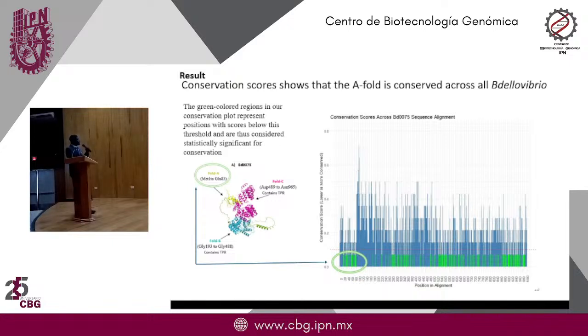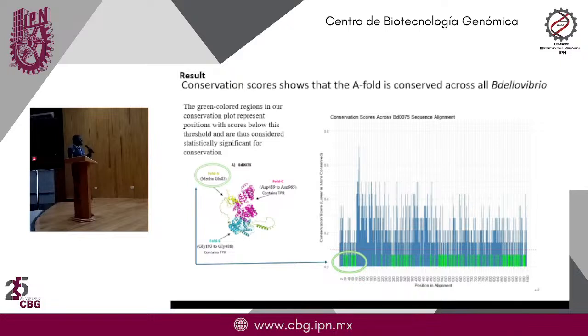So here is a threshold of 0.1 that we set. Any conservation score that falls below this line is deemed to be significantly important for conservation. And here we can see that this part, just like we showed in the traditional multiple sequence alignment, is conserved. So this A part is conserved, and that's the part that corresponds to this region.